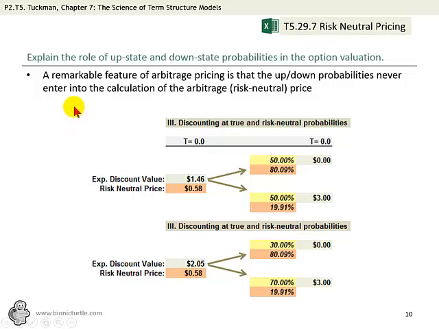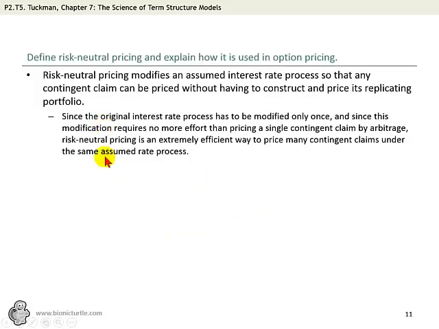Now, what about the aim that says explain the role of upstate and downstate probabilities in the option value. And so this is the fascinating part of this. And this is a little bit of a trick aim in a way, because they have no role in a way. And that's what Tuckman says: the remarkable feature of arbitrage pricing is that the up-down probabilities never enter into the calculation of the arbitrage or risk-neutral price. So of course that 50/50 did inform the $1.46. If we change the 50/50 in yellow, we'll get different values for the expected discounted value. However, that risk-neutral price was informed by a replicating portfolio that is going to be indifferent to the changes in the up-down probabilities. Risk-neutral pricing modifies an assumed interest rate process so that any contingent claim can be priced without having to construct and price its replicating portfolio.